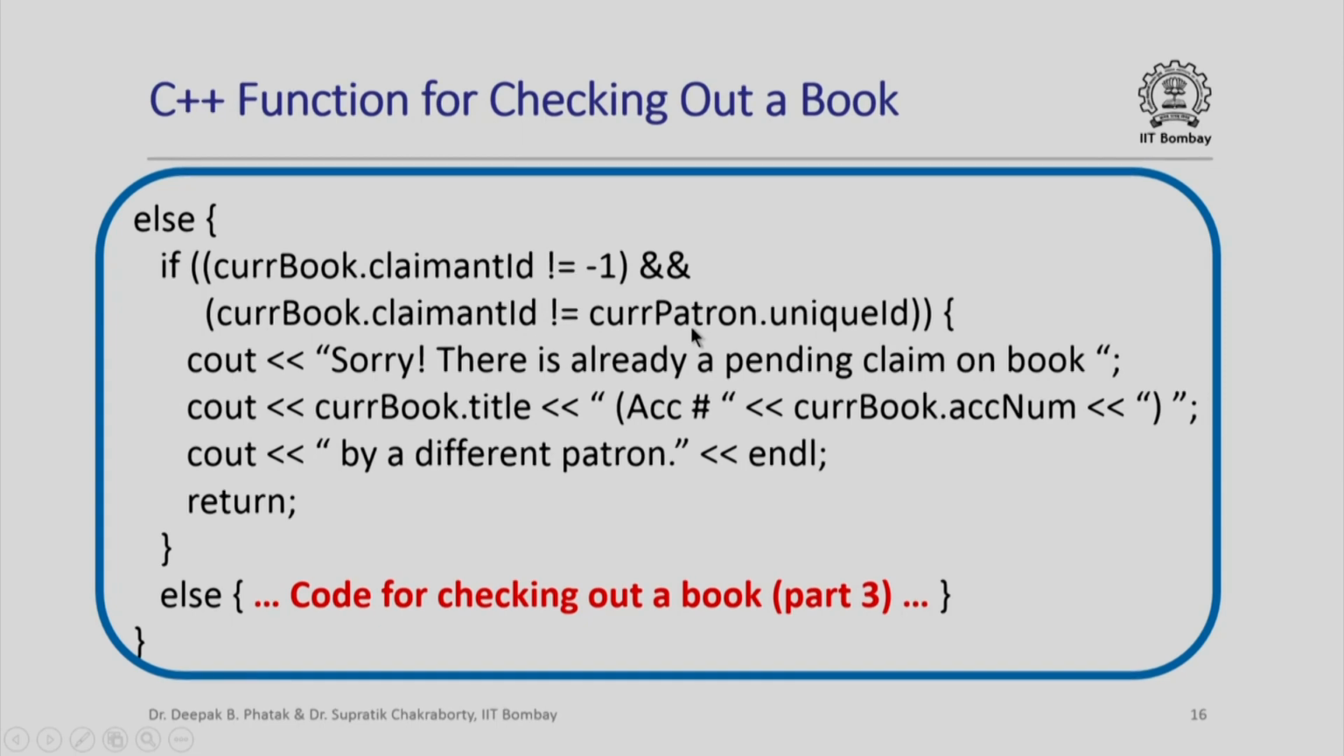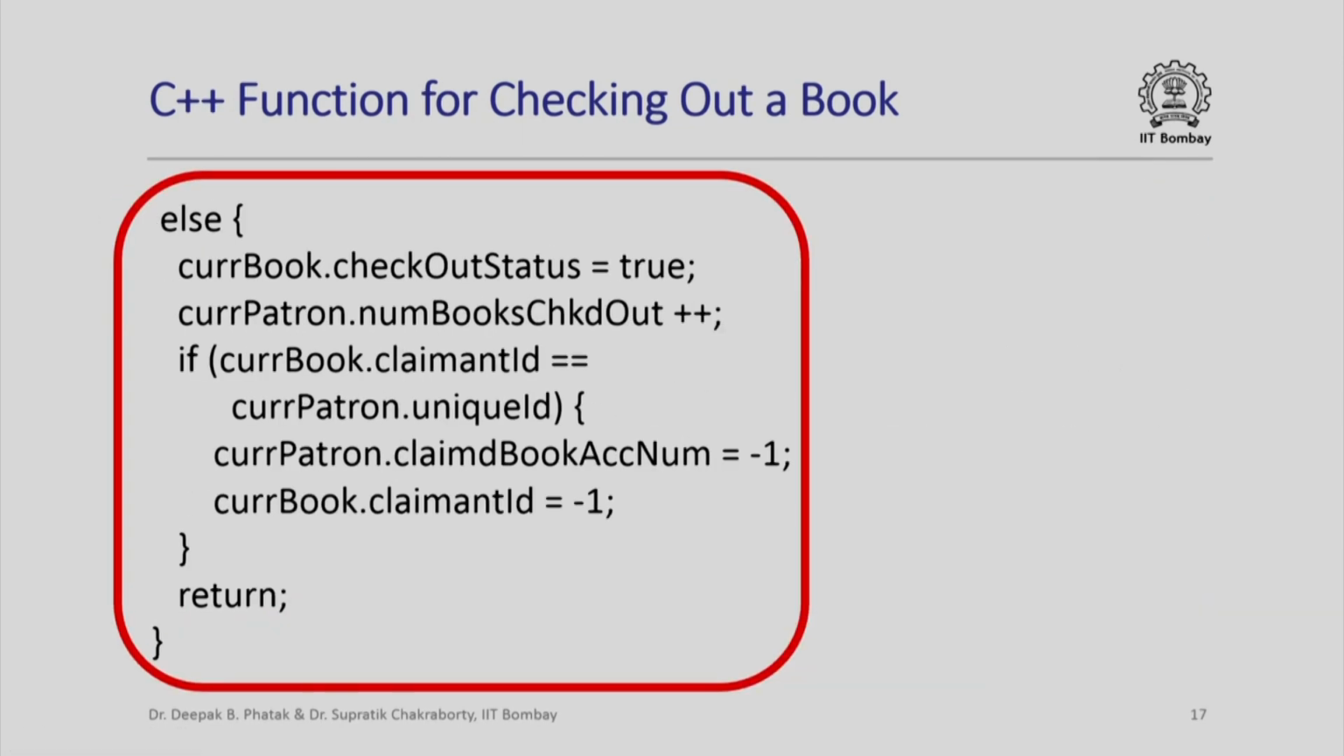If so, we can allow the current patron to check out the book, but if the claimant ID is different from the current patron's ID, then we cannot allow the current patron to check out the book because somebody else has already claimed this book. So we are going to say sorry, there is already a pending claim on this book by a different patron, and we are going to return. Now if none of these checks succeed, then indeed we can let the current patron check out the current book, and so that is what we are going to do now over here.